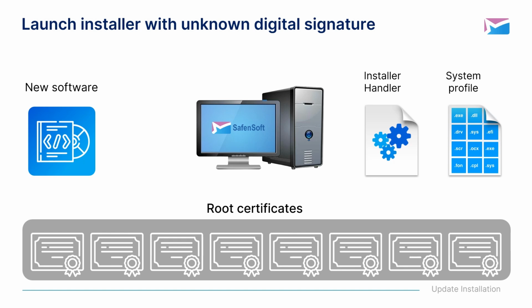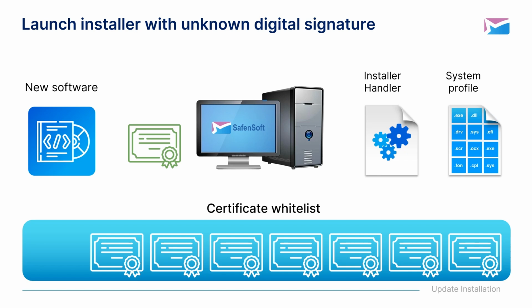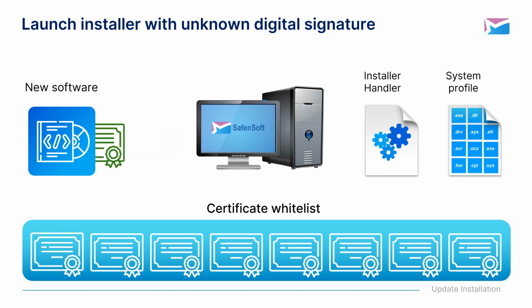Consider we have an installer with an unknown digital signature. In this case, SafenSoft uses its own whitelist of installer certificates. After the digital signature is included in the whitelist, this installer can include new PE files in the system. The control sums of the PE files will be automatically included in the profile. You do not need to recreate the system profile. In the future, the processes from the new PE files will start as trusted.